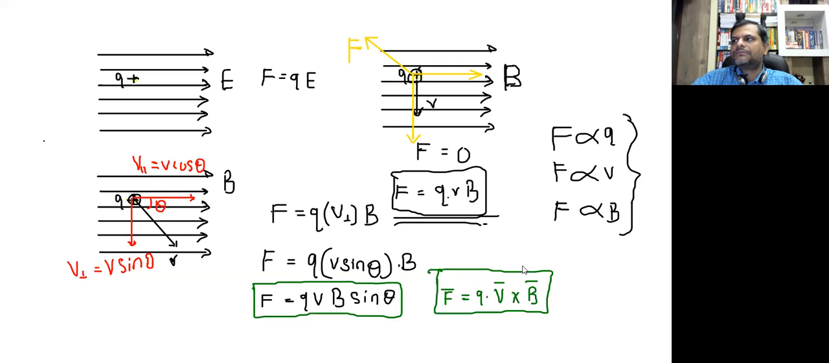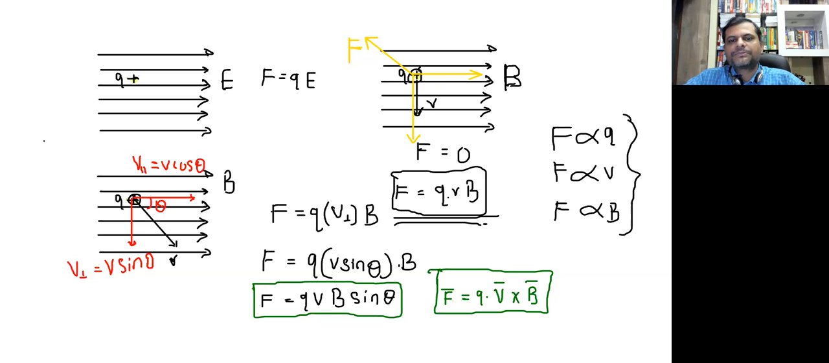Because it's not moving. The force acts on the particle in a magnetic field only when the particle is moving with some velocity. Maybe whatever velocity, but it should be moving. It should not be at rest. If the particle is at rest in the magnetic field, then it will not experience any force due to the magnetic field, because its velocity is zero. This force experienced by the particle in a magnetic field depends directly on the velocity of the particle. So we saw this last time.